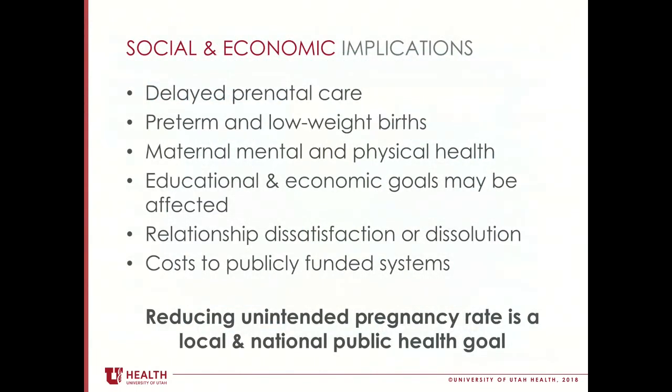There are numerous health and social and economic implications associated with unintended pregnancy and birth, but here I'm just going to highlight 6. So unintended pregnancy is associated with delayed prenatal care. Maybe people don't realize they're pregnant, they weren't trying to get pregnant, they have barriers to getting into care. If they don't have any health insurance and they have to self-pay, it can be very difficult for them to even initiate prenatal care. Unintended pregnancies are associated with preterm and low weight births, for a lot of the same reasons why people are experiencing unintended pregnancy and being delayed into prenatal care.